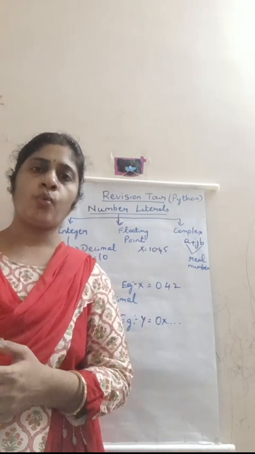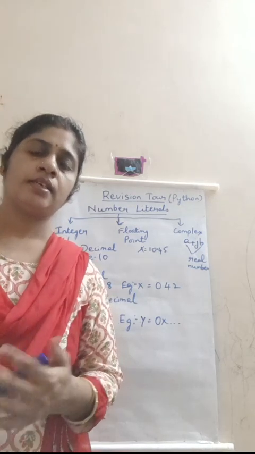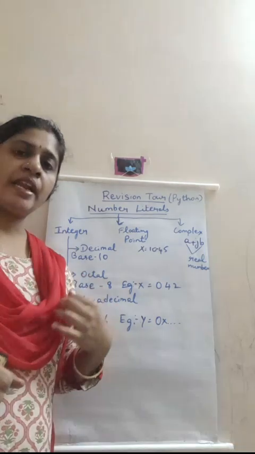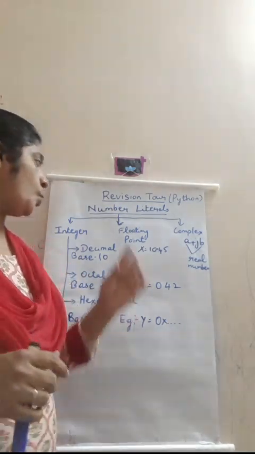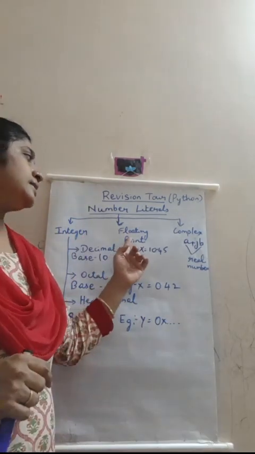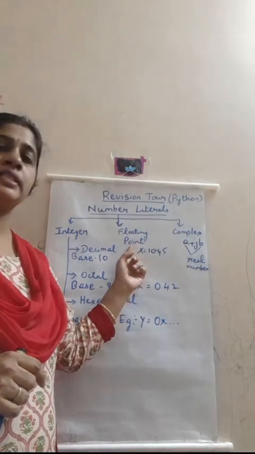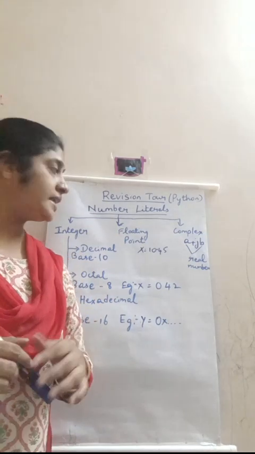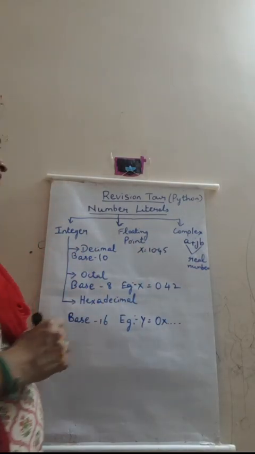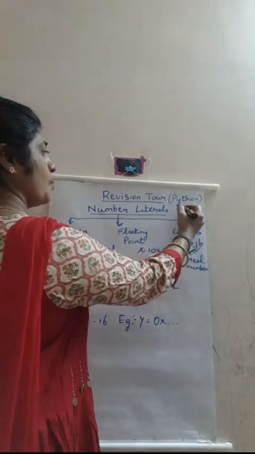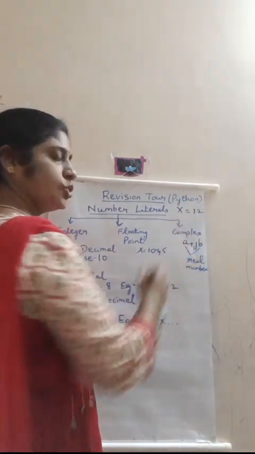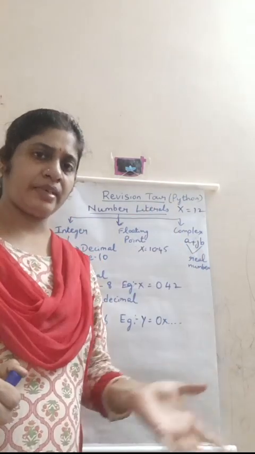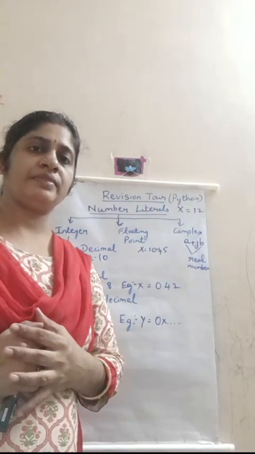Now we will see what are number literals. Number literals are nothing but number constants. There are 3 types of number literals: one is integer, the second is floating point number literals, and the third is complex number literals. Now what are integer number literals? When you write x is equal to 12, this is an integer number literal. It is an example of a simple integer number literal.